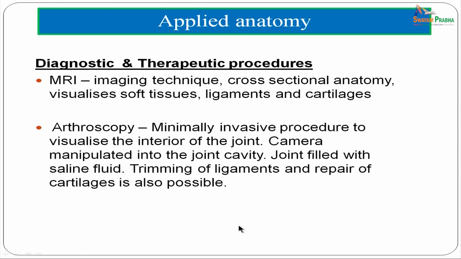MRI and arthroscopy are 2 diagnostic procedures which can be used to visualize the interior of the knee joint. MRI is an imaging technique which employs cross-sectional anatomy to visualize the soft tissues, ligaments, and cartilages which are seen within the knee joint. Arthroscopy is a minimally invasive procedure to visualize the interior of the joint. A camera is manipulated into the joint cavity. The joint cavity is filled with saline. Trimming of the ligaments and repair of the cartilages is also possible, in addition to visualizing the various cruciate ligaments, the menisci, and other ligaments within the knee joint.